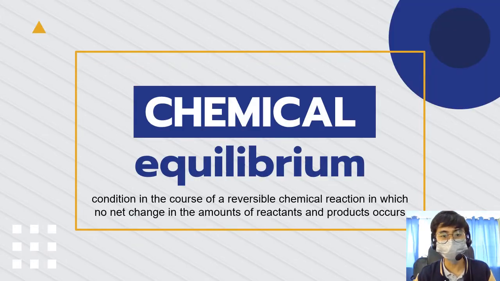So in chemistry, we have chemical equilibrium, which is the condition in the course of a reversible chemical reaction in which no net change in the amounts of reactants and products occurs. In this case, the rate at which products in a reversible reaction are formed from the reactants equals the rate at which the reactants are formed from the products. So simply, it occurs when opposing reactions are proceeding simultaneously at equal rates.